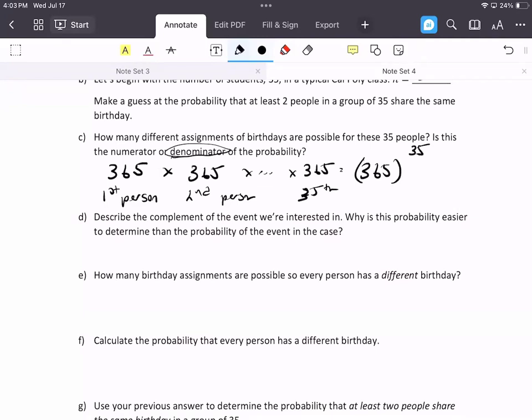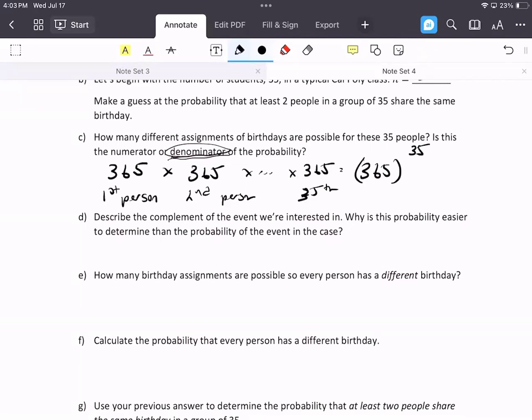This is a huge number. In fact, if you put this into your calculator, most calculators, you are going to get an error. So this is the denominator, this is the sample space, and this is the size of it, and it is huge, okay? So this is the possible number of arrangements. Could all 35 people be born on the same day? Yeah. Would it be unusual? I would think so.